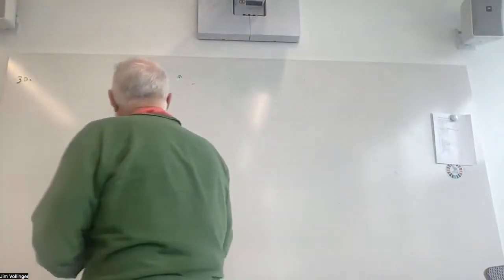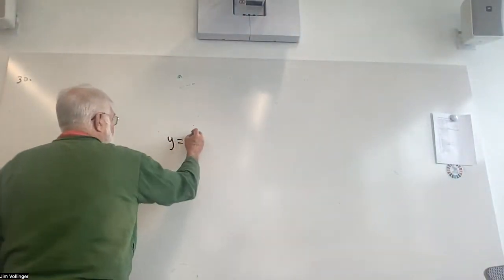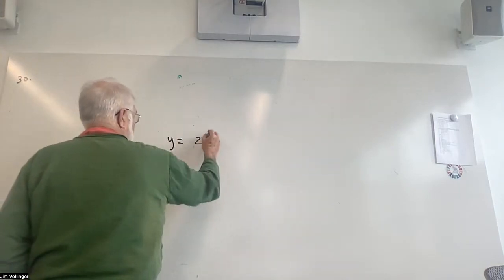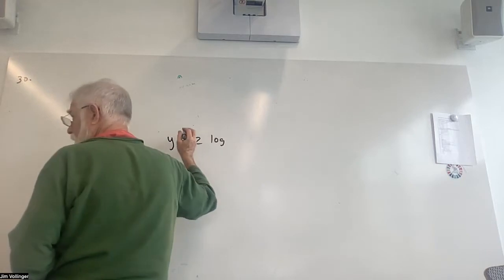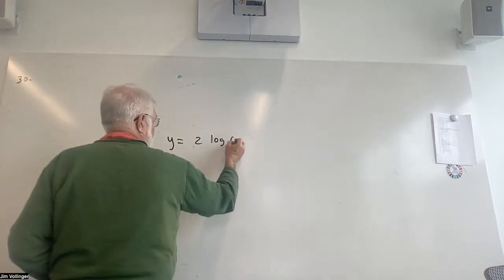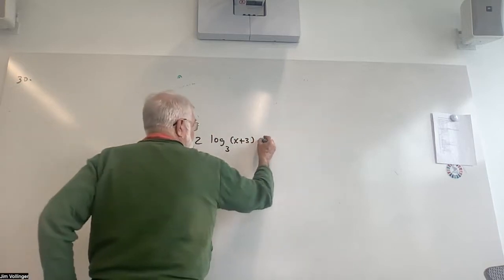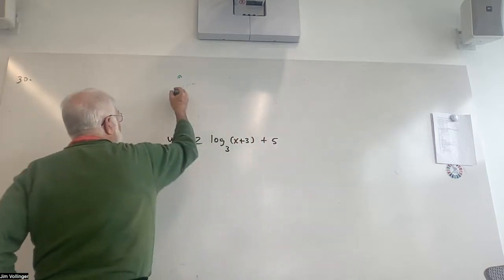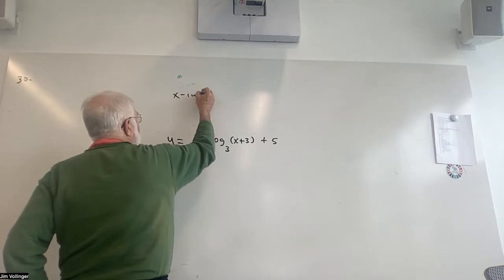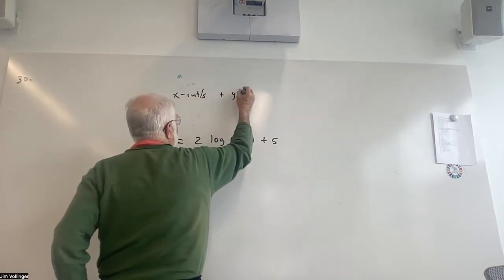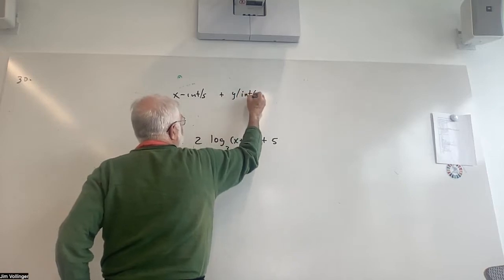All right, y equals 2 log base 3 of x plus 3, plus 5. And I will be asking you to find x-intercepts and y-intercepts. And in this case, I think I asked you for a y-intercept.